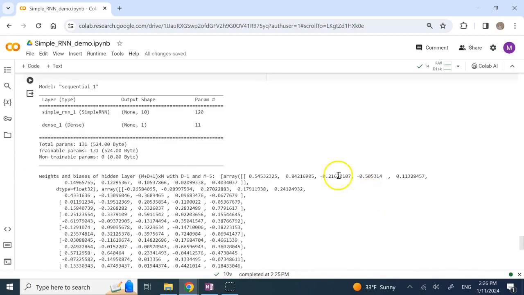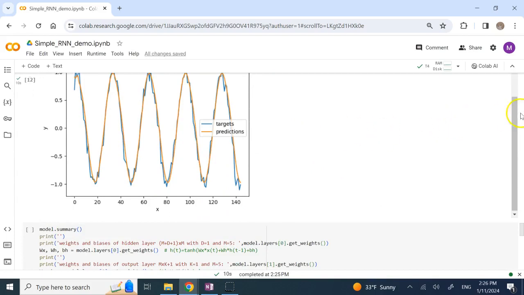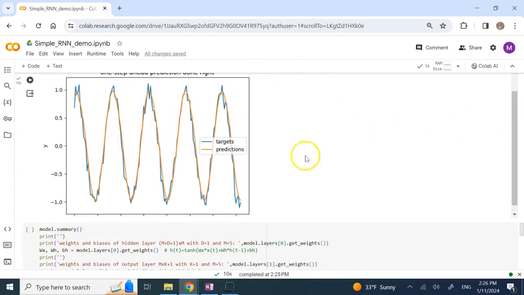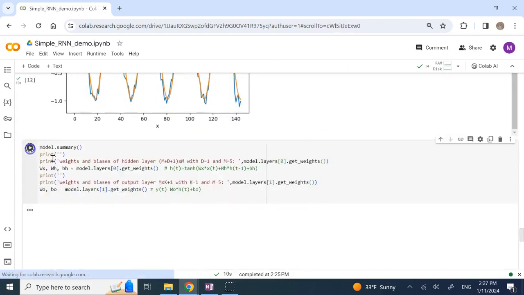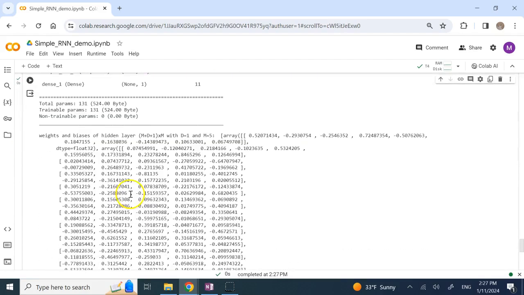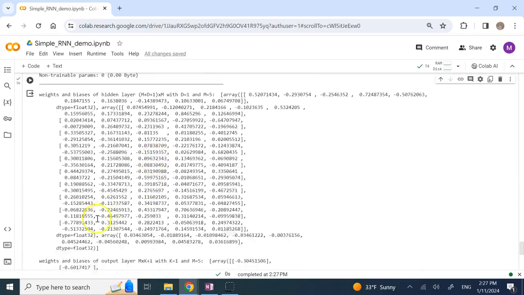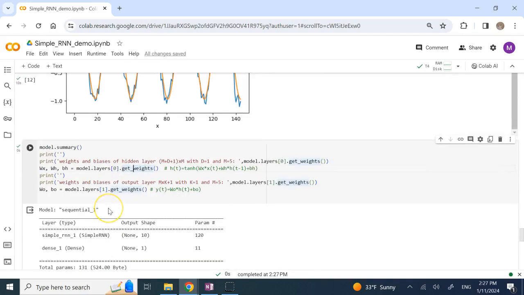Even the true prediction, as you can see, is not bad. I can do a really good one step ahead of time prediction. I can keep the trend. It's very beautiful, actually. So you see my RNN is working for a noisy cosine function. And then, of course, I can run the model summary, and I can get the layers, model layers, layer 0, layer 1, get weights, and I can see all of the weights and biases of the RNN layer and the dense layer. So this is your trained layer that you can use, okay?